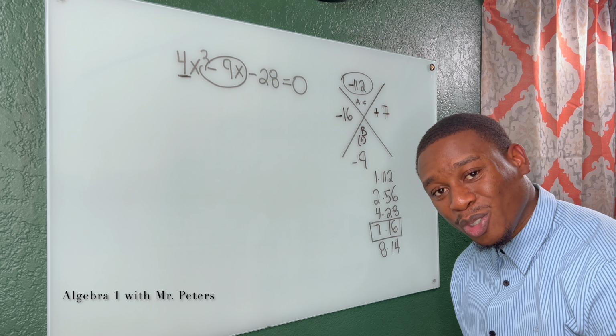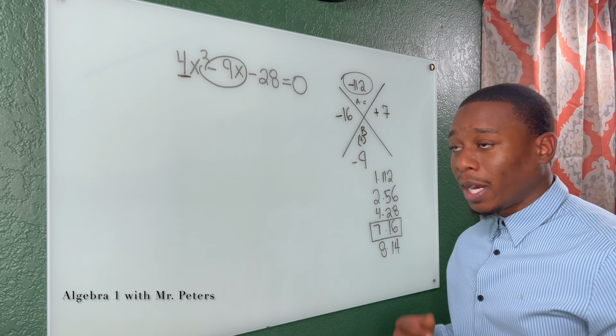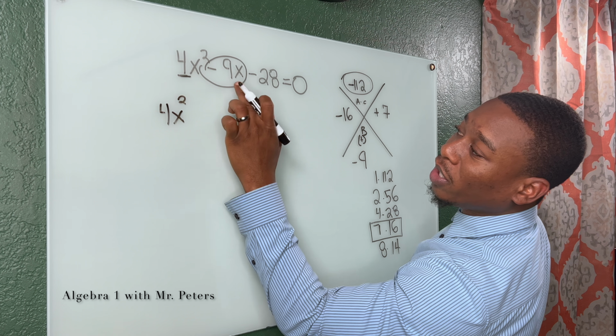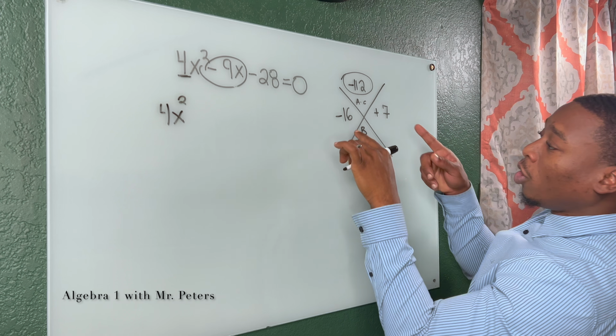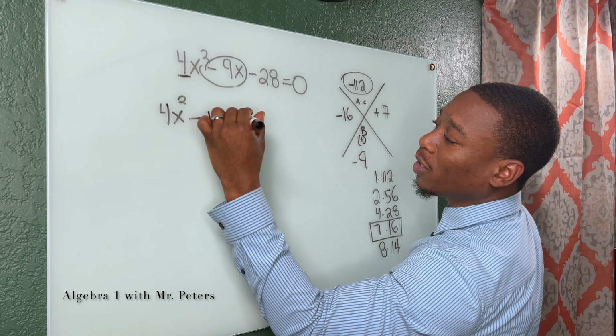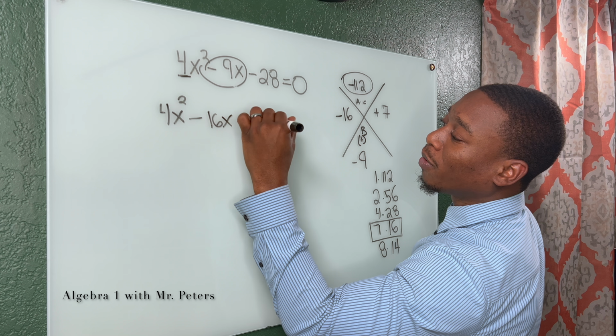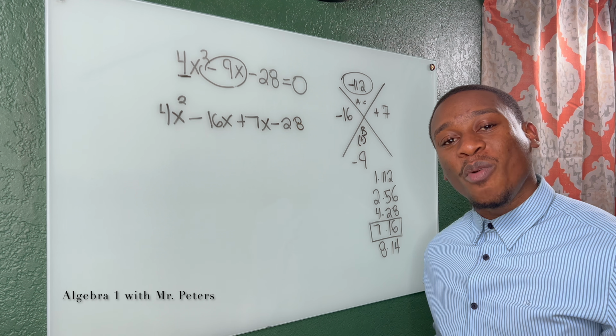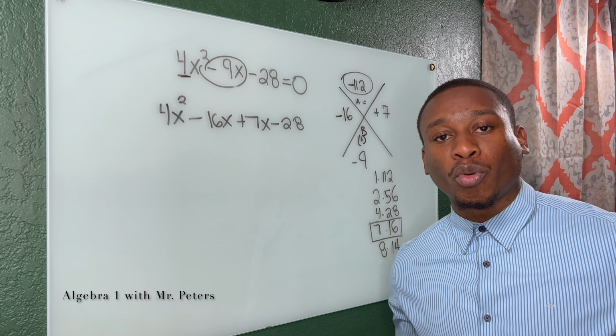So now how do we solve with the diamond method? I got you. Now we're going to rewrite the original problem and only substitute the middle term with our two factors. So minus 16x plus 7x minus 28. So what happens at this step? Now it turns into factoring by grouping.